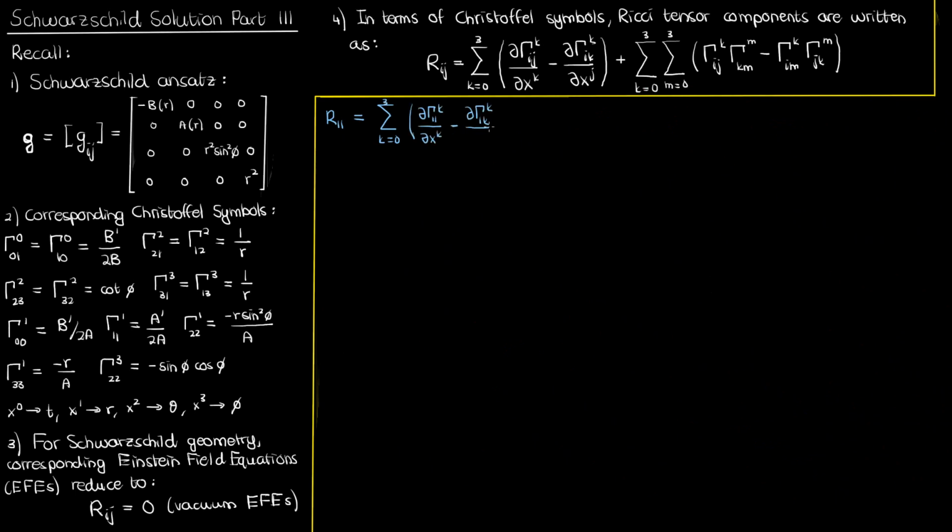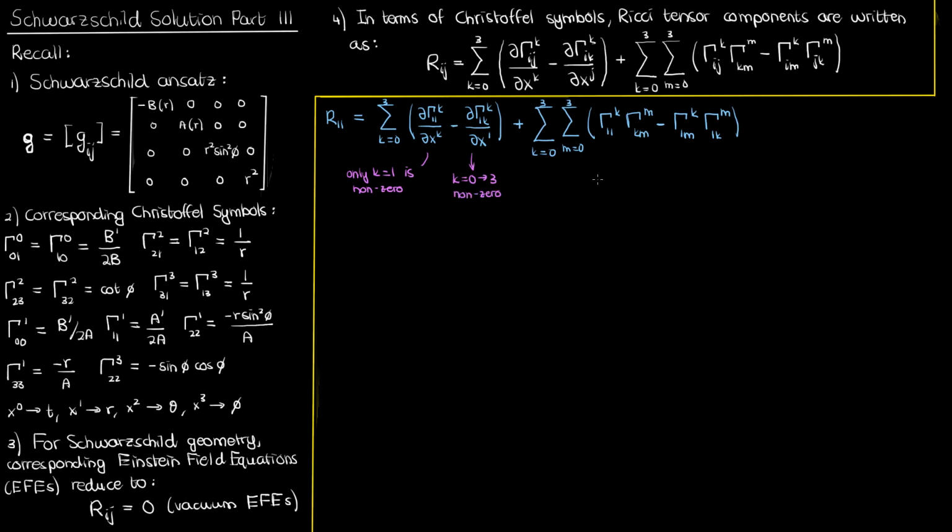If we plug in i equals 1 and j equals 1, this is what our Ricci tensor formula becomes. And let's now make some simplifications. If we look at our Christoffel symbols on the left, the only non-zero term in this first partial derivative occurs when k equals 1. For the other partial derivative term, every term from k equals 0 to 3 is non-zero, so we have to keep everything for this term. For the third term, the only non-zero Christoffel symbol occurs when k equals 1. Again, every Christoffel symbol here from m equals 0 to 3 is non-zero, so we have to keep all of those.